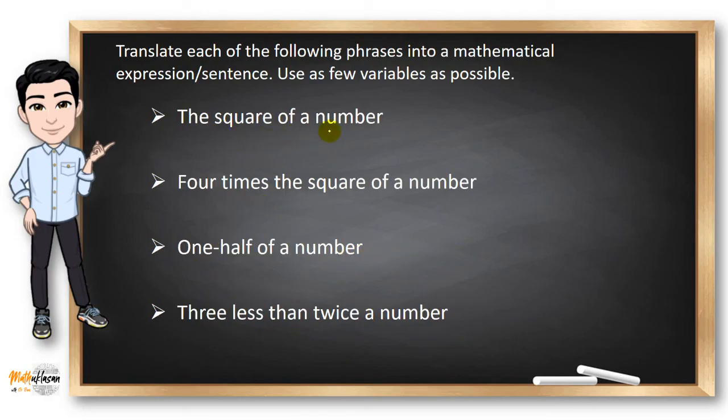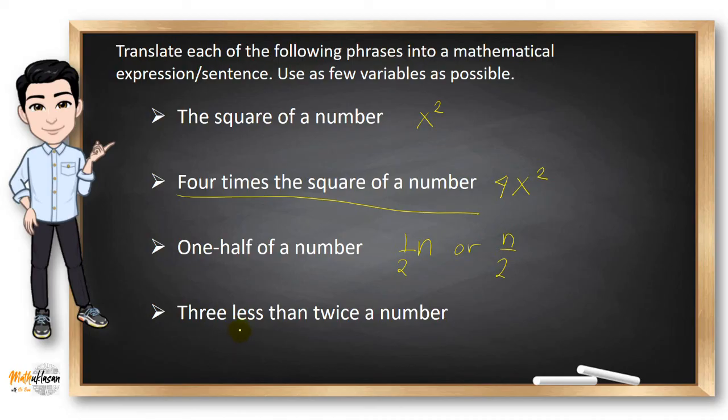The square of a number, so if the number is x, we just need to square this. 4 times the square of a number, so since this is the square of a number, we just need to multiply it by 4 to correctly translate this. 1/2 of a number, so if the number is n, we just need to multiply 1/2 to it, or you can also write it as n over 2.